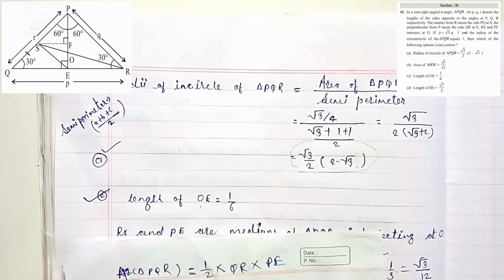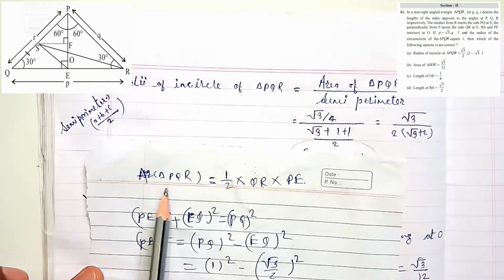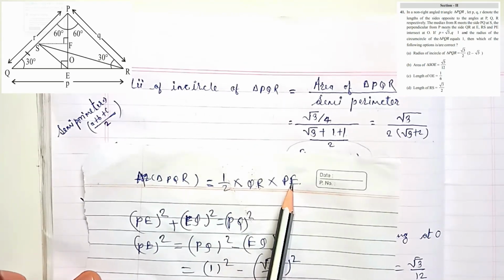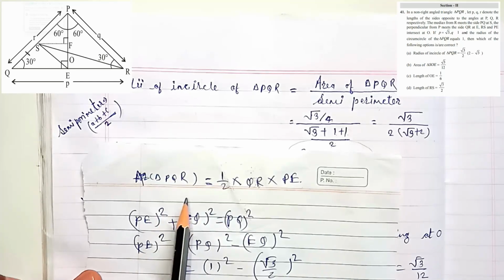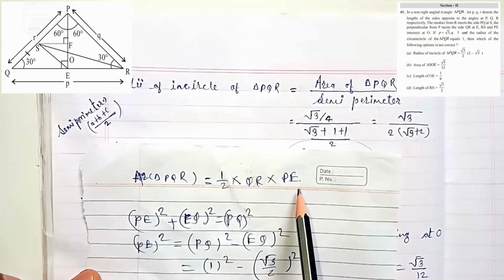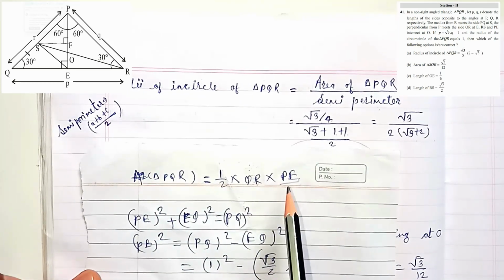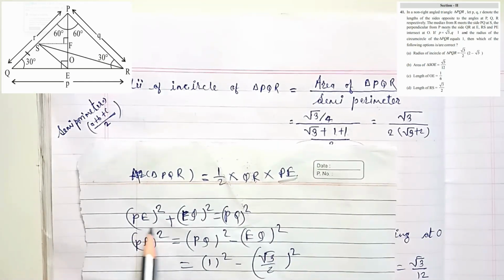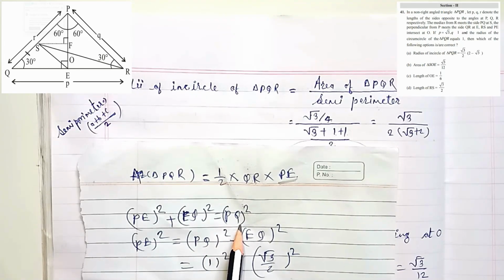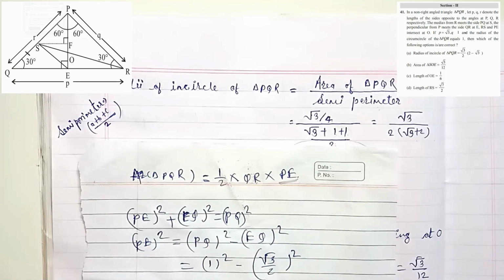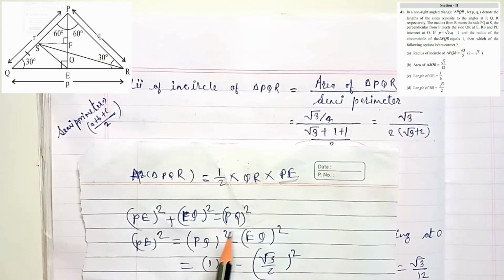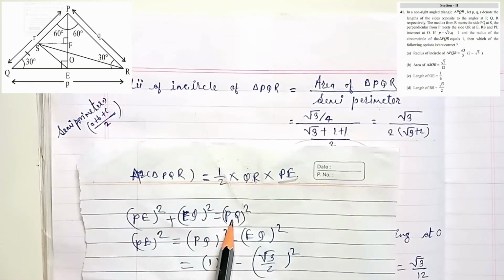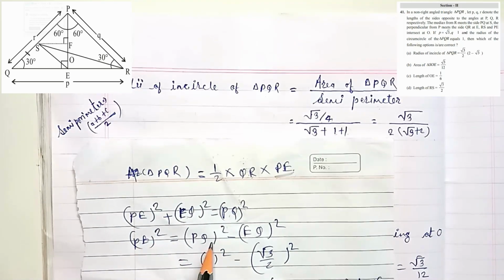Now here we can see, I solved it here. Area of triangle PQR is 1/2 into base into height, QR into PE. So we don't know the value of PE. Okay, so for finding the value of PE, we use the Pythagoras theorem for our triangle. So PE square plus EQ square is equal to PQ square, like hypotenuse square, which is PQ square, which is equal to the addition of the other two sides' squares, PE square plus EQ square. So now we want the value of PE, and we know EQ and PQ. Okay, so PE square is equal to PQ square minus EQ square.